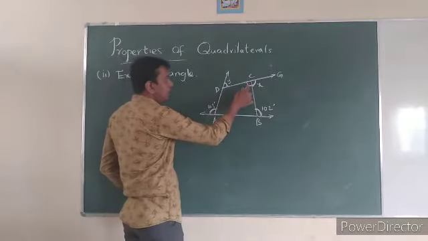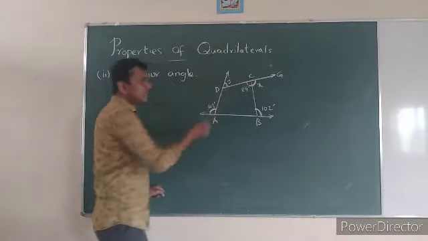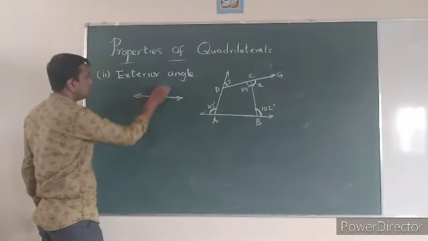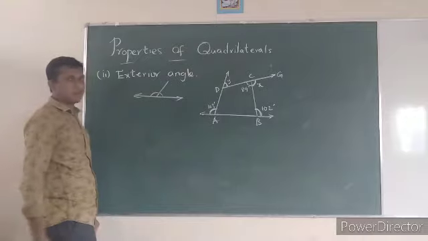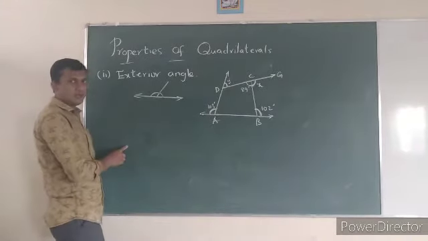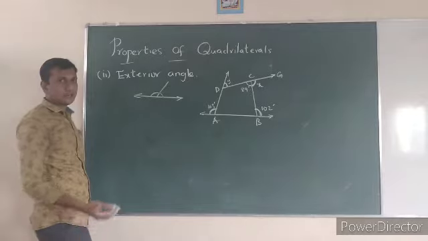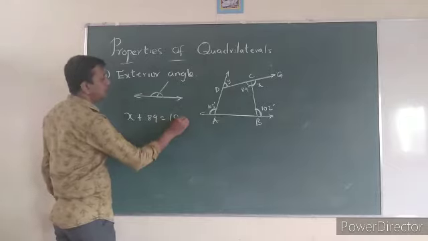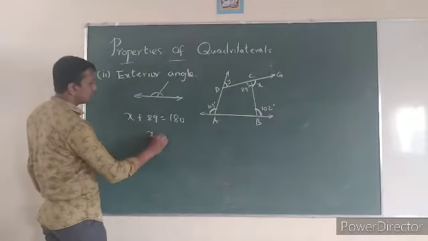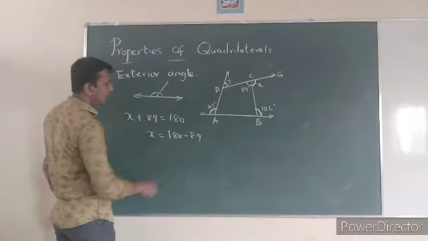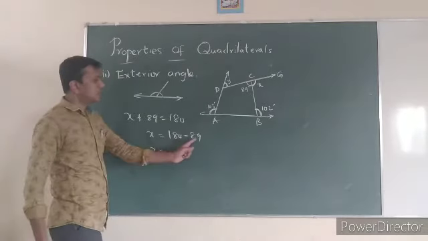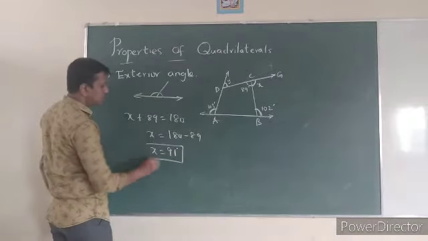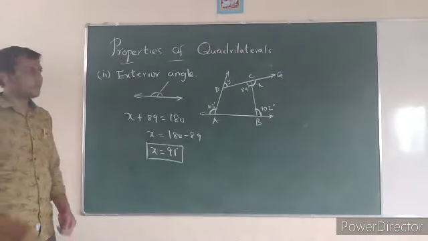Okay. Now here we have an interior angle of 89 degrees. When you add this x and 89, it gives us one straight angle. Straight angle in the sense, if two angles constitute one straight angle, they are supplementary to each other. That means the sum of those two will give us 180 degrees. Now x is equal to 180 minus 89. 180 minus 80, 100. 100 minus 9, 91. So x value will be 91.